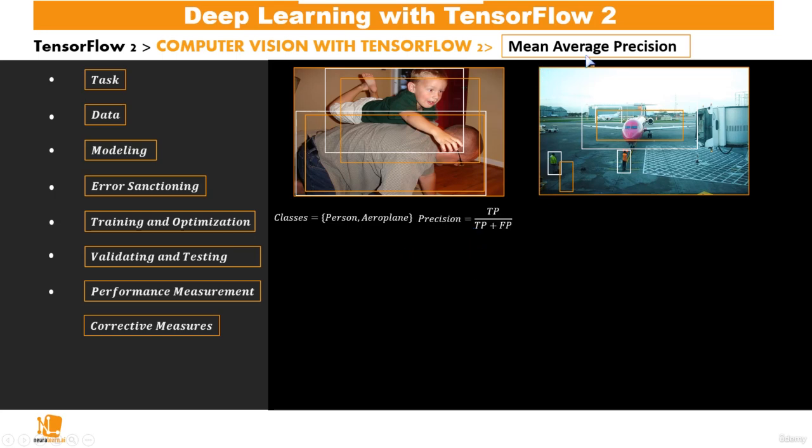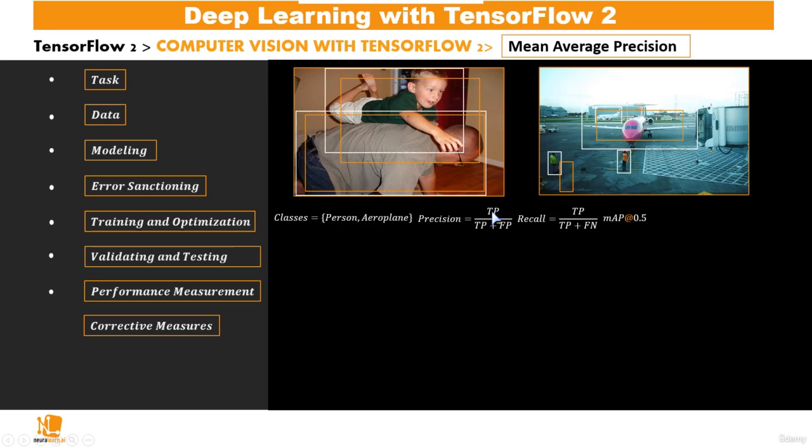Now the mean average precision is calculated using the precision and the recall, which are both metrics we had seen previously. Precision was defined as the true positives divided by the true positives plus the false positives. And recall is the true positives divided by the true positives plus the false negatives.